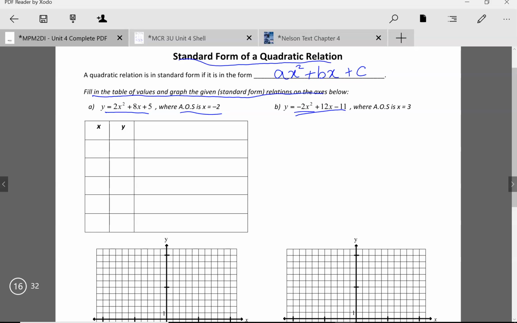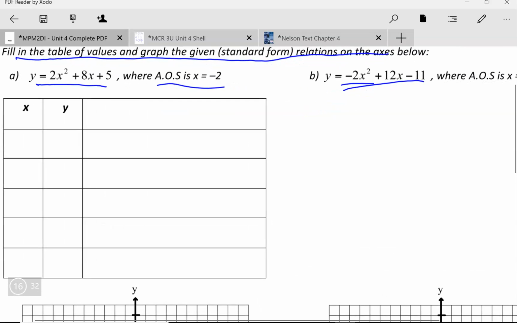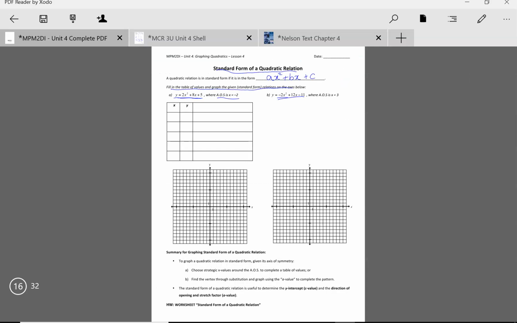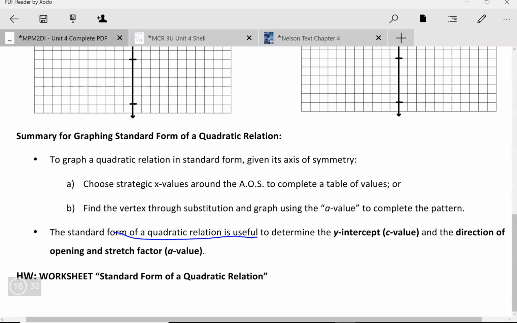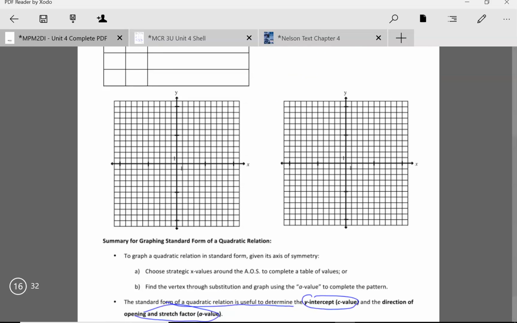And the most important thing is we need to know where the axis of symmetry for a standard form is. If we're not given that, like I said, the form on its own doesn't give you a lot of information. So you go down here, it's right there. The standard form is useful to determine the y-intercept and the direction of opening. So if we look at our first example, which is 2x squared plus 8x plus 5.